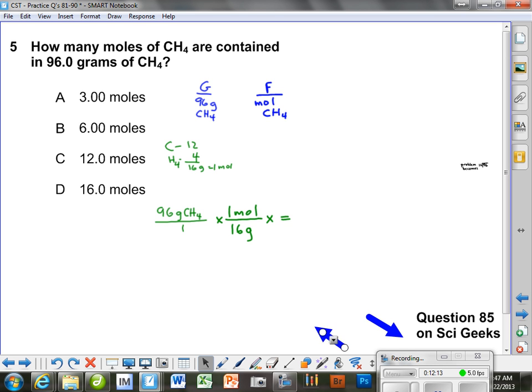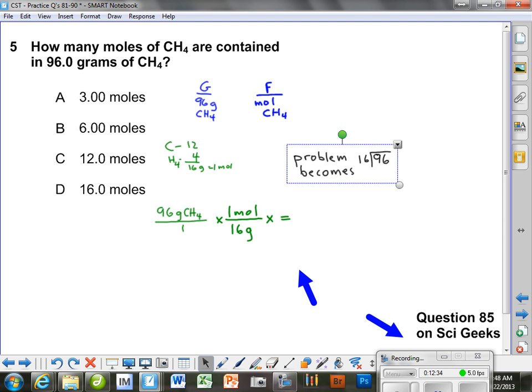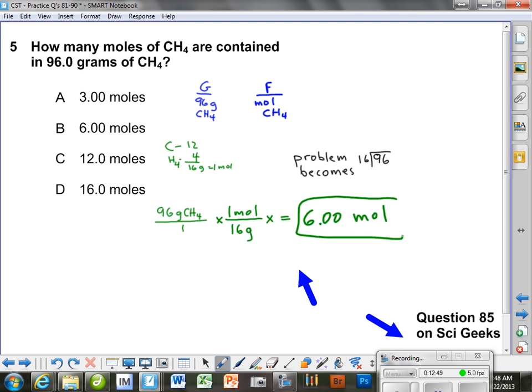And because we have grams up here, we have to have grams on the bottom. So the moles is what has to be on top. When you divide that out, you're going to wind up with the problem actually being this very simple calculation, which is 96 divided by 16. And when we divide 96 by 16, we get 6. And so 6.00 moles is our answer.